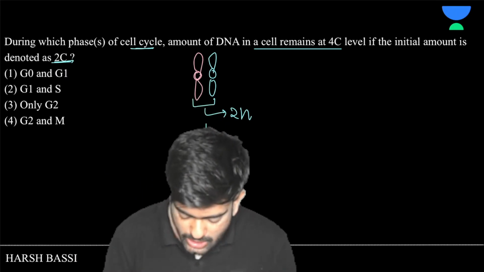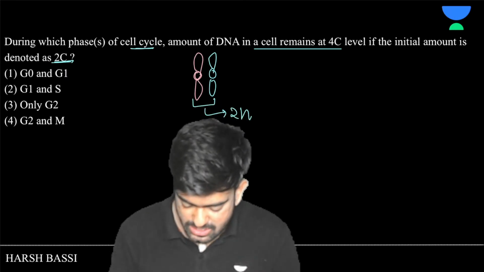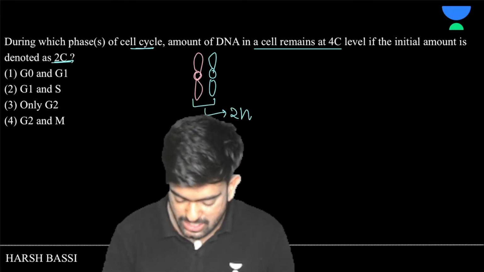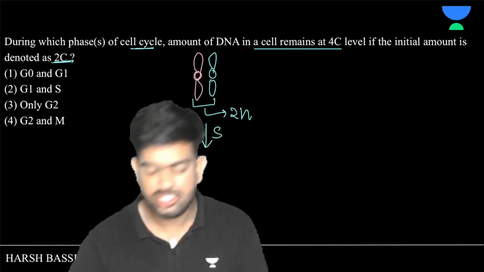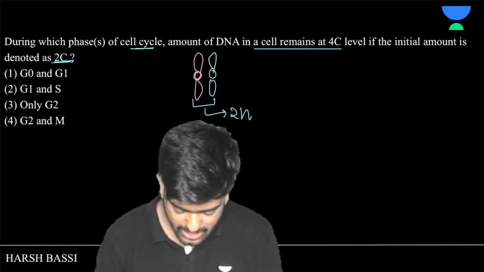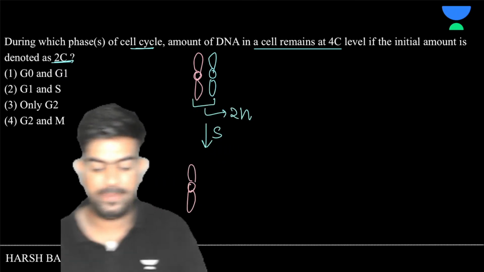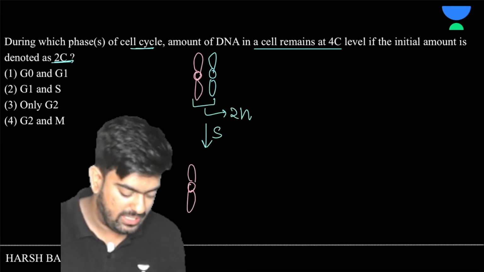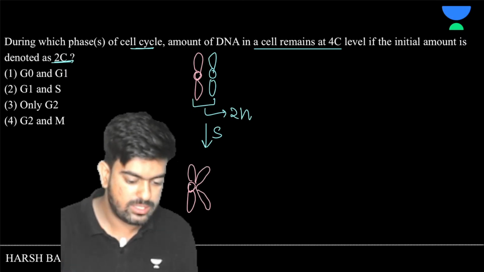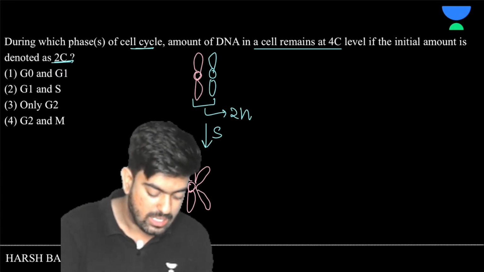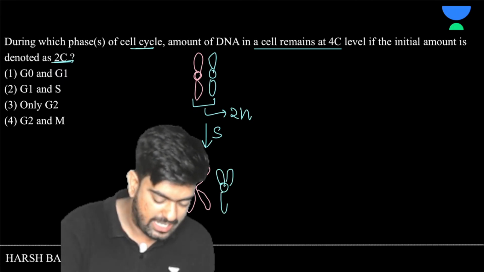Now your cell enters into the S phase. During the S phase, what is happening? DNA duplication is happening. That means how is DNA duplicated? DNA is duplicated like this, sir. Okay. In a similar manner, this one also will have this type of duplication.